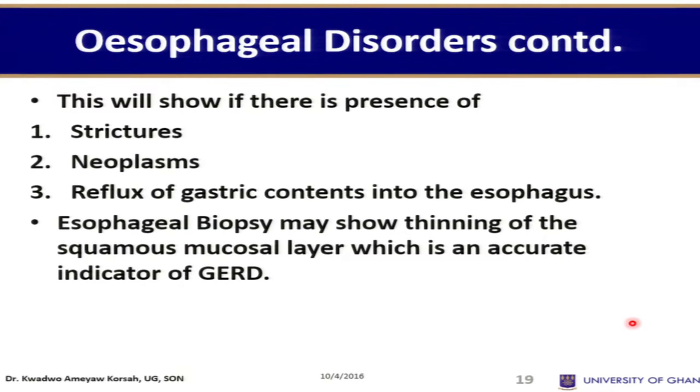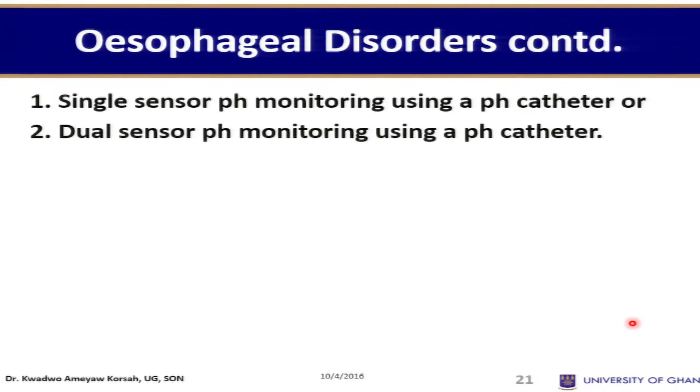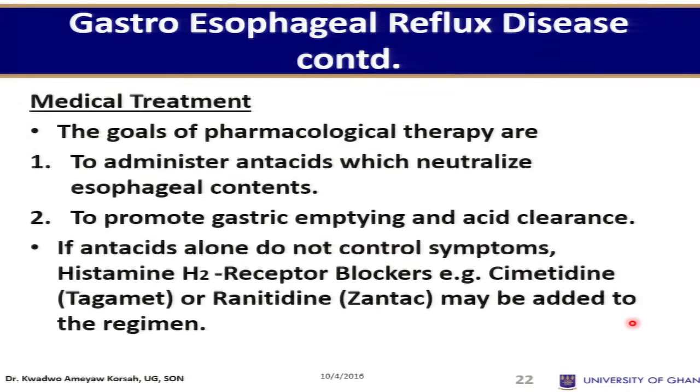And then this will show if there is presence of strictures, neoplasm, and reflux of the gastric content into the esophagus. And then we can also do continuous ambulatory 24-hour esophageal pH monitoring, which is used to confirm the diagnosis because of the acidity. This diagnostic measure will show the amount of acid reflux into the esophagus, under which specific circumstances this occurs, and the correlation with symptomatology, either by a sensor placed 5 centimeters above the upper border of the LES. A single sensor can be used, and a dual sensor can also be used.